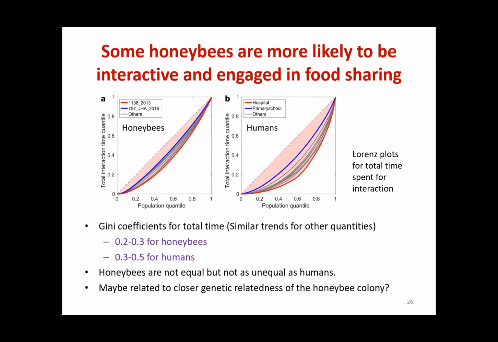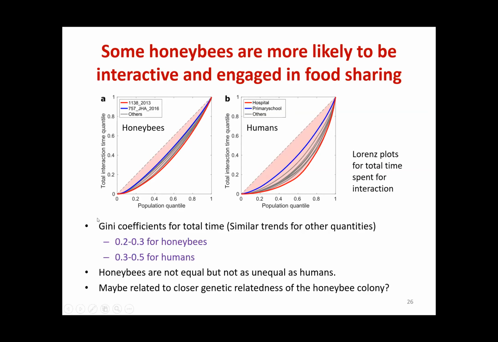So I'm only showing the result for the total time spent for interaction, but the result looks the same for other criteria that we saw. So if the society was completely equal, the data points would lie on this linear reference line. And the more unequal the society is, the more deviation you will see from this reference line. And you can see that for both honeybees and humans, they are both unequal societies. And we calculated the actual value of Gini coefficients. And the closer the Gini coefficient is to 1, the more unequal the society is.